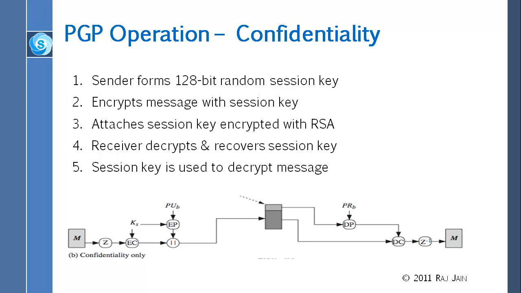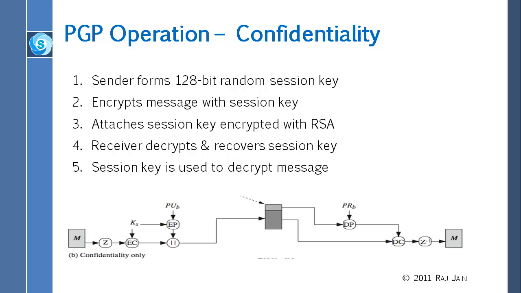Encryption is straightforward. It uses any secret key algorithm, but the secret key is sent by RSA. So the sender can just arbitrarily select any 128-bit key, encrypt the message, and attach to it the key which is encrypted in the public key of B. So you need a certificate from B.